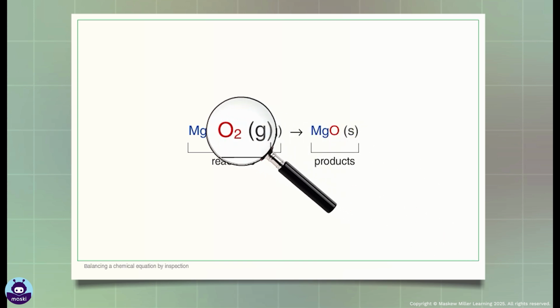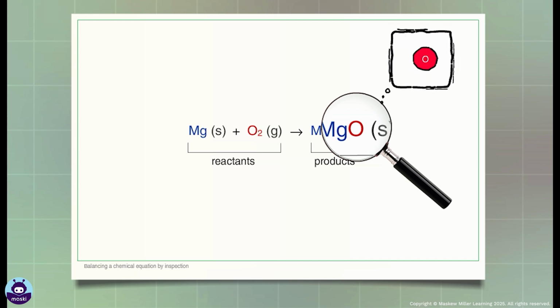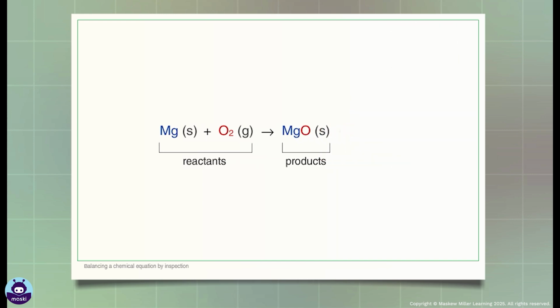We see that there are two oxygen atoms in the oxygen molecule O2 on the reactant side of the equation. On the other side, we note a single oxygen atom in the magnesium oxide formula unit. To increase the number of oxygen atoms on the product side, we write another magnesium oxide formula unit on the product side. The equation will now become Mg solid plus O2 gas giving MgO solid plus MgO solid.